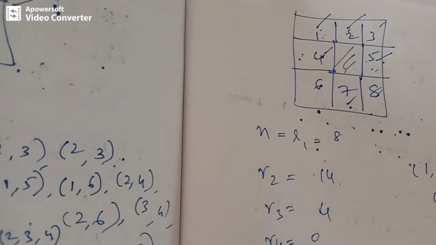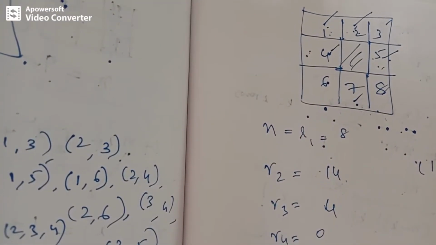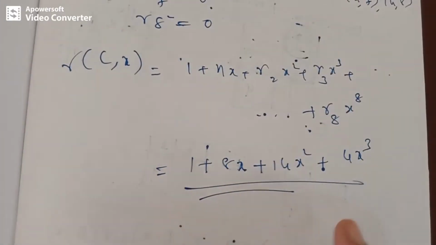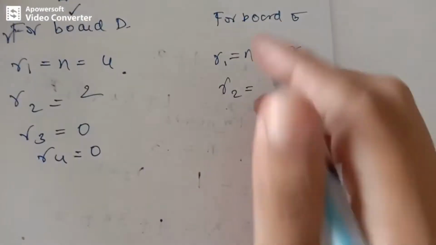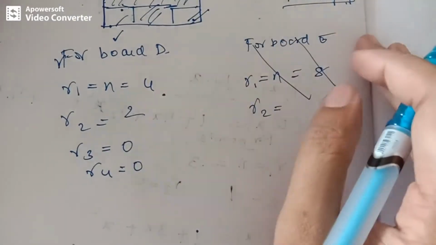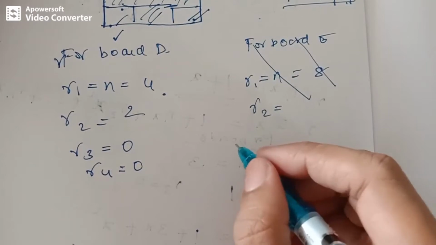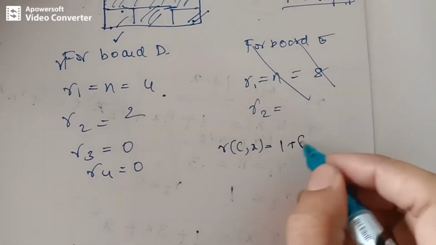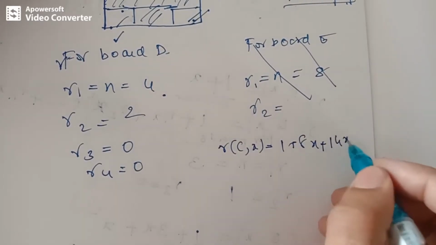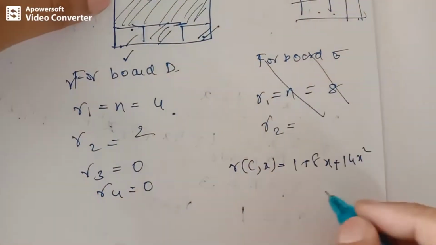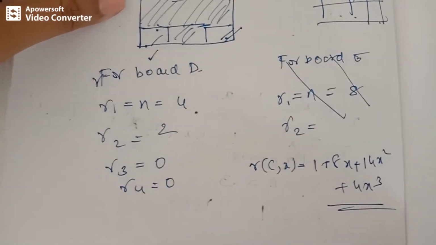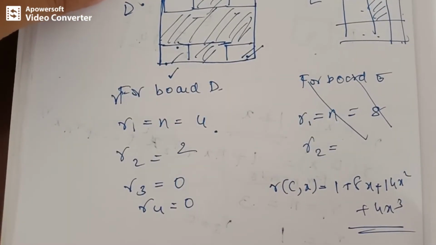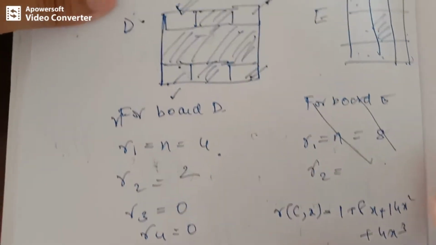This is the board that we have already calculated, and we have found the Rook's polynomial as 1 plus 8x plus 14x square plus 4x cube. We can write it directly. In case this is asked as a separate problem, you need to calculate it, but for now I am just using the Rook's polynomial, which is given by 1 plus 8x plus 14x square plus 4x cube. Since this is already calculated, I am writing it directly. If this was asked as a separate problem, you need to calculate separately for the two boards.